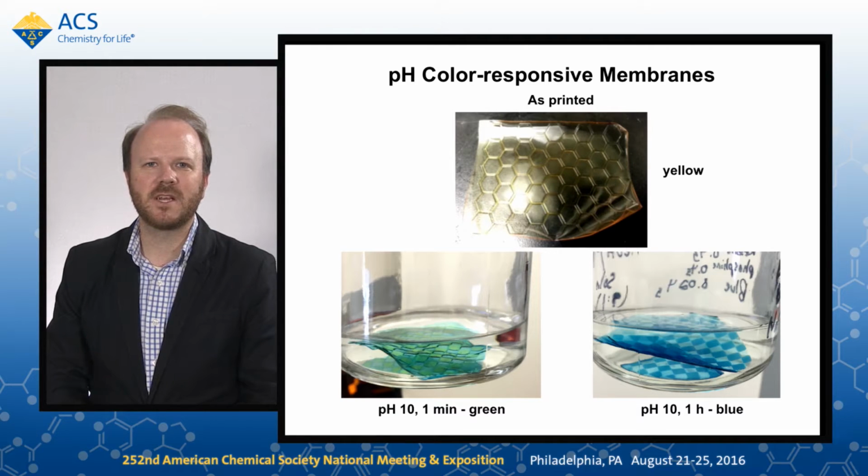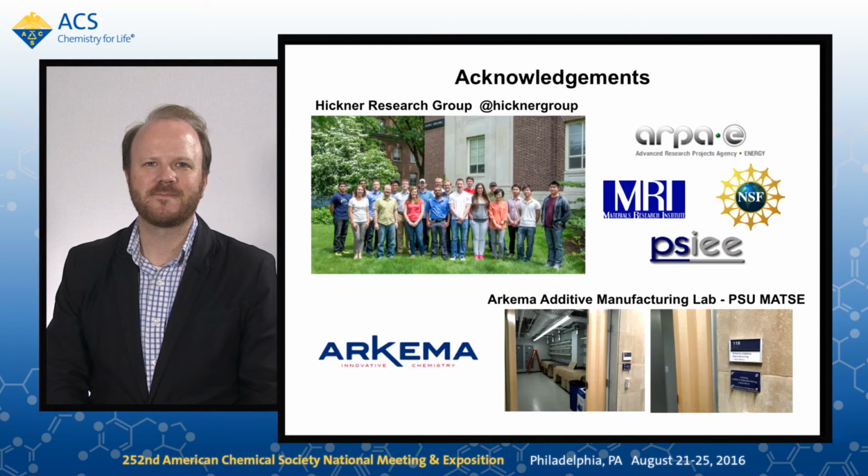Recently, we've been working on pH color responsive membranes, and so as printed, these membranes are yellow, and if we incorporate an indicating molecule inside the network, when we expose the yellow membranes to high pH for 1 minute, they turn green, and at long times, the membranes turn fully blue. So these different shades of green, as a mixture of yellow and blue, might tell us about the water that the membrane is treating at that point. It might give us some diagnostic capability that's built in to the membrane structure.